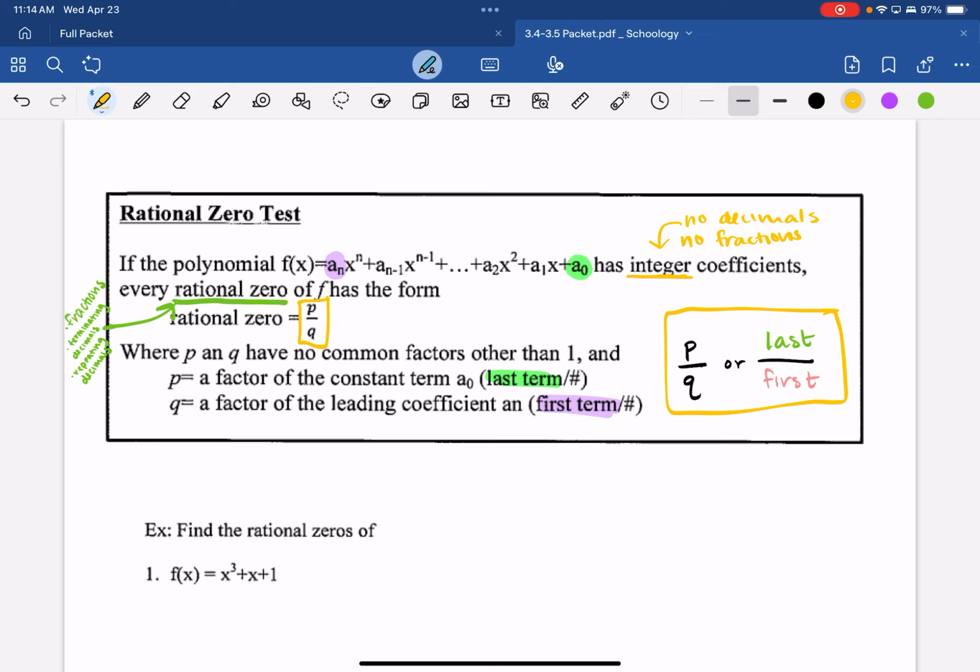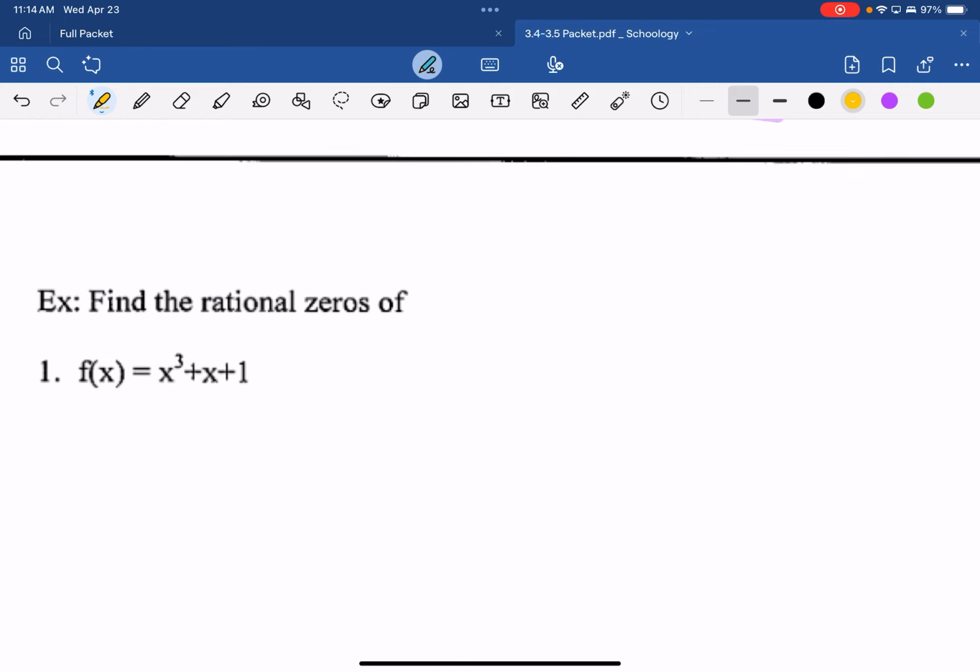The last thing I'm going to say about this before we do a problem is I ignore the symbol in front of my numbers. So I ignore the symbol, I just look at the number itself. So you'll never have a negative up here or down here. It'll always be a positive. All right, so let's just do our first example.